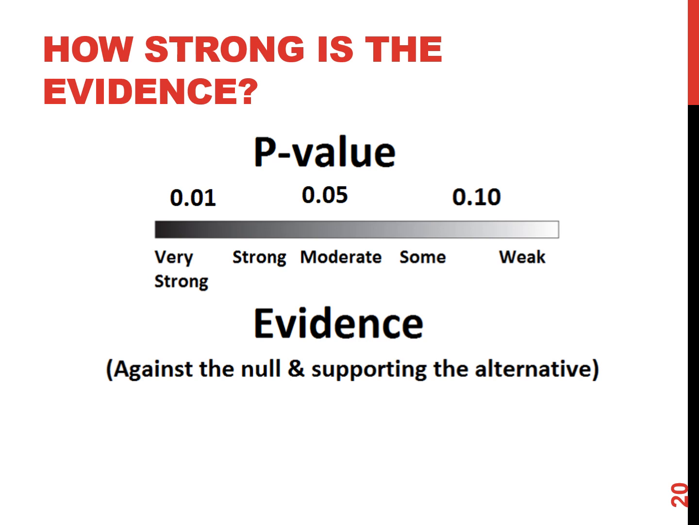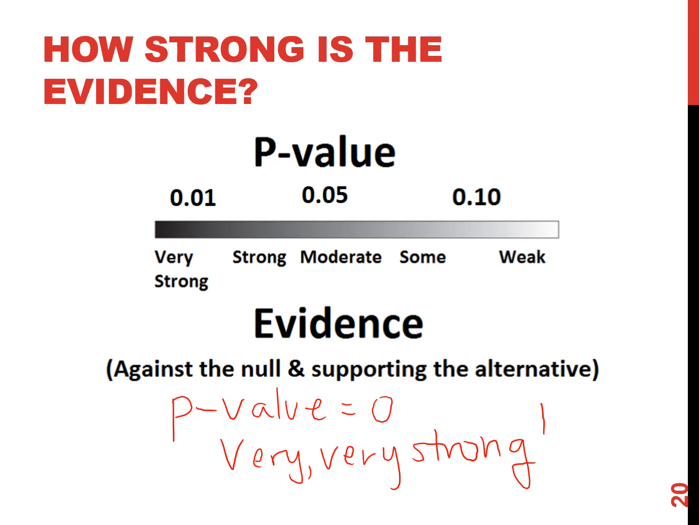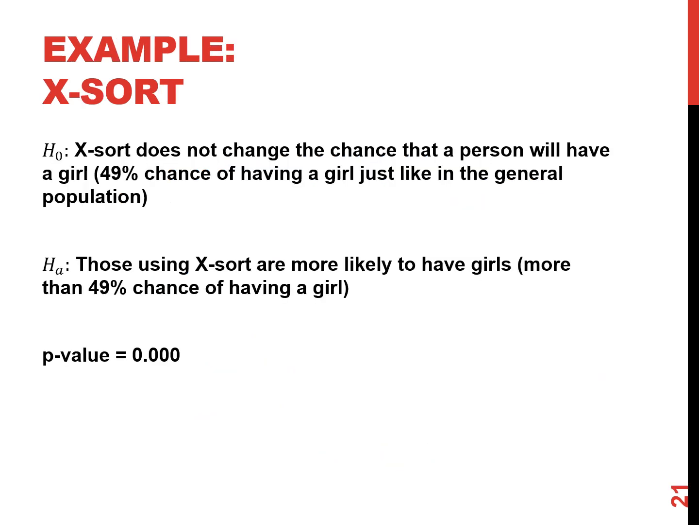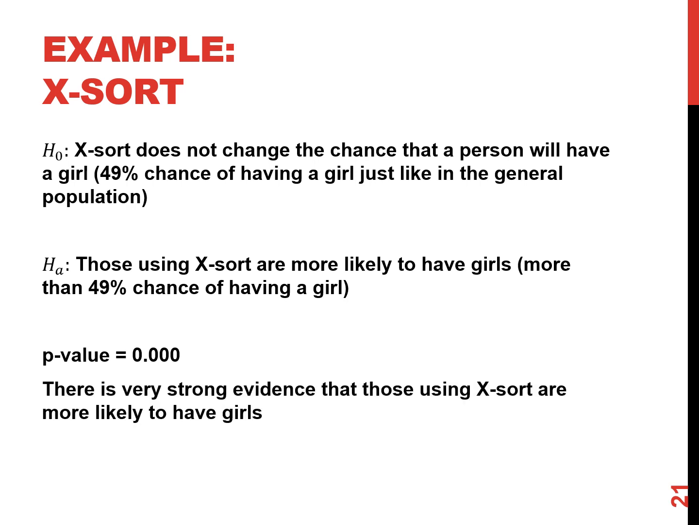Now we're thinking about how strong the evidence is against the null hypothesis. Our p-value is 0. So the evidence is very, very strong. With a p-value of 0, we conclude there's very strong evidence that those using XORT are more likely to have girls.